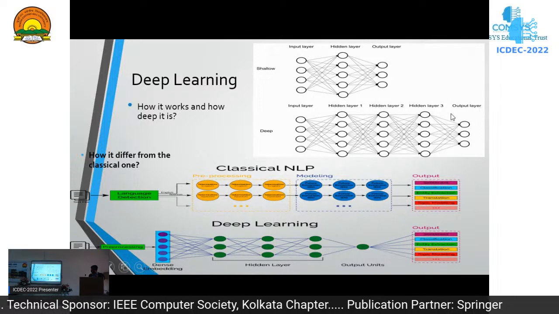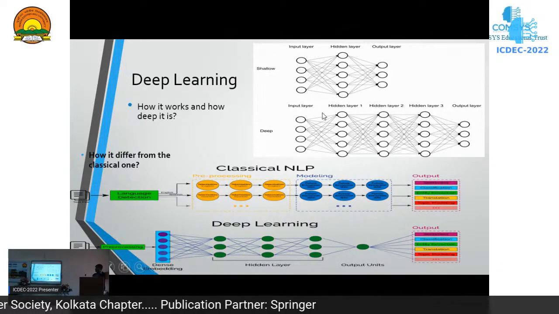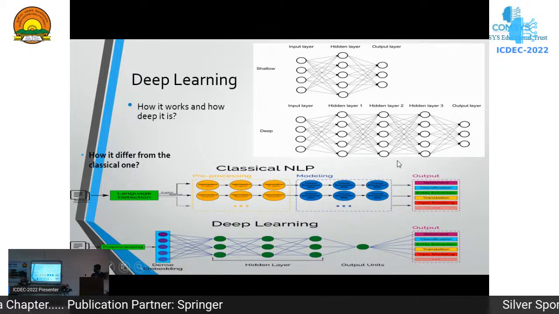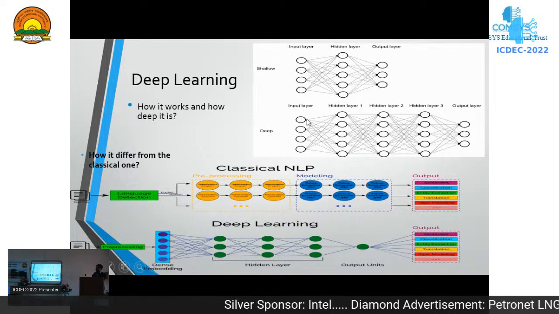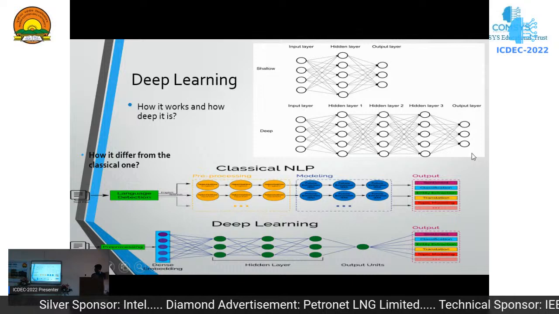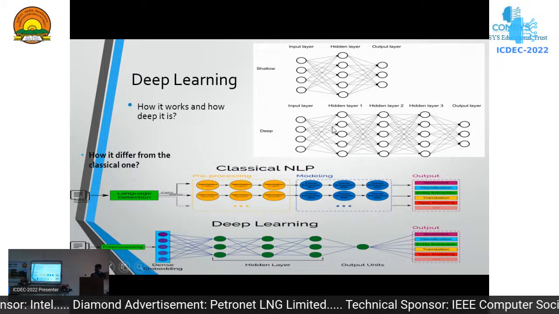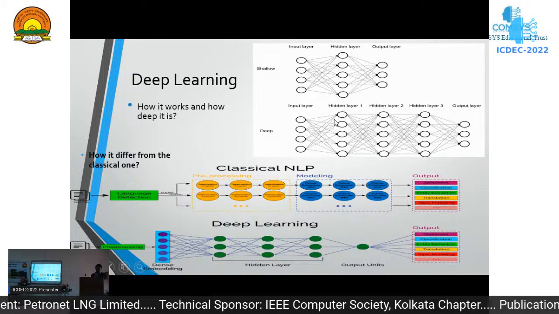Again, you have an output, but the uniqueness of deep learning is that you will have certain hidden layers. Hidden layer in the sense that this is something you will not be able to identify from the layer of input and output. It is something that exists as a unit inside the algorithm.